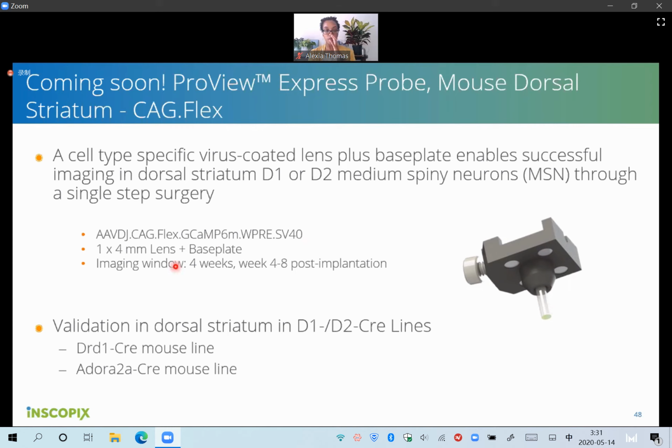And we again provide you the imaging window, which is 4 weeks. Start imaging at week 4 all the way to 8 post-implantation. Our validation, as I said, is ongoing. What we're working on is using D1 and D2 Cre lines. The ones we're using specifically are the DRD1 Cre mouse line and the Adora2A Cre mouse line. These are some of the more commonly used Cre mouse lines for specifically labeling D1 and D2 medium spiny neurons.